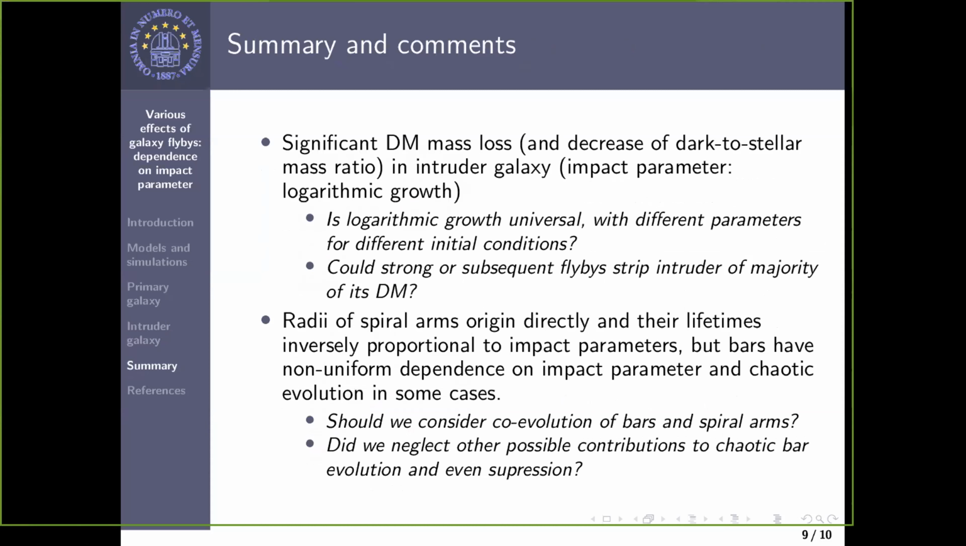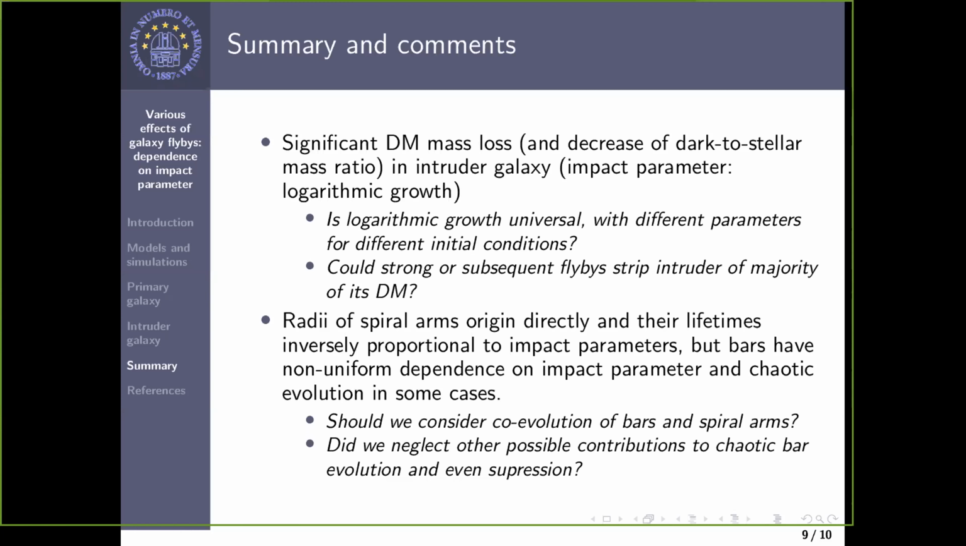And the question is, is that logarithmic growth universal with different parameters for different initial conditions? And the second, more important question is, could stronger flybys than these, or even subsequent ones, strip the intruder galaxy of the majority of its dark matter, resulting in possibly a dark matter deficient galaxy?